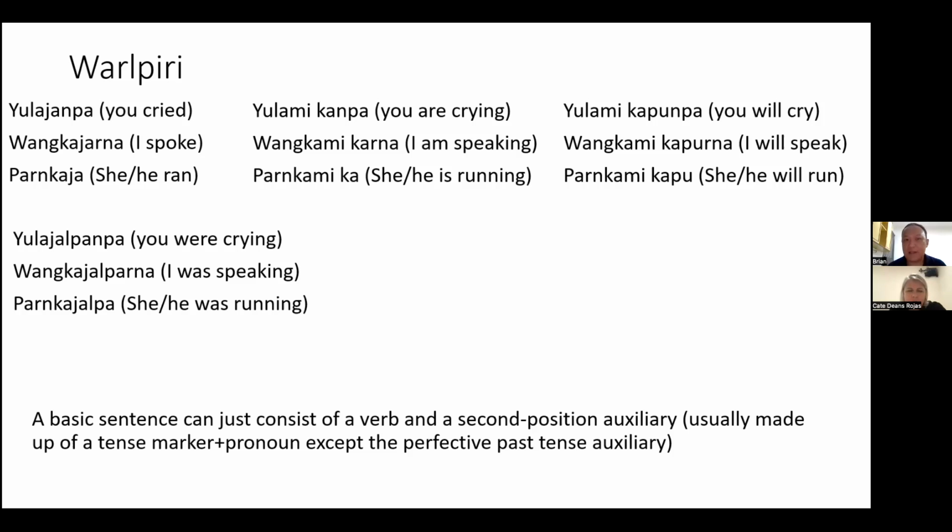Okay, and then in the present tense you have the auxiliary, which is always ka, so it's yulami. The me ending shows that it's not past tense, and then the ka shows present tense, and then the nba or the erna, that's the pronoun basically. Yulmiganba, wangamigarna, parnimiga. And then of course the future version is the same as the present.